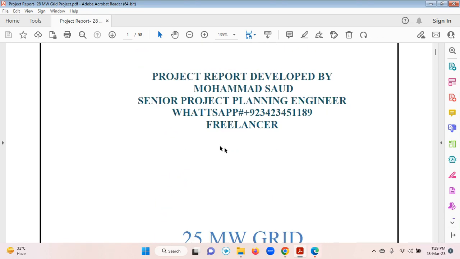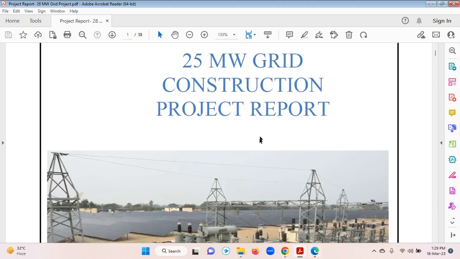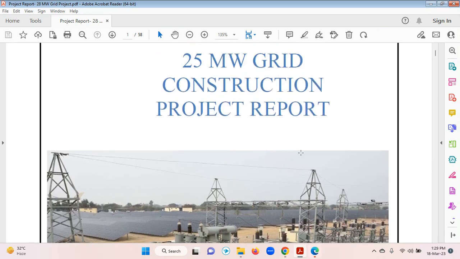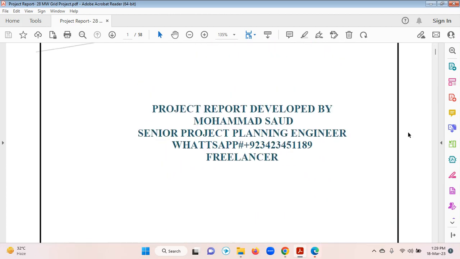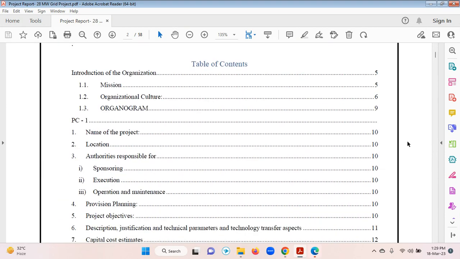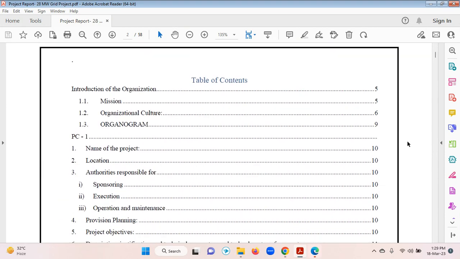So this is the title. You can just write the title here, and a short, good picture that tells about the project. You can do it on the first page of the project report. On the second page, you can write down the table of contents.